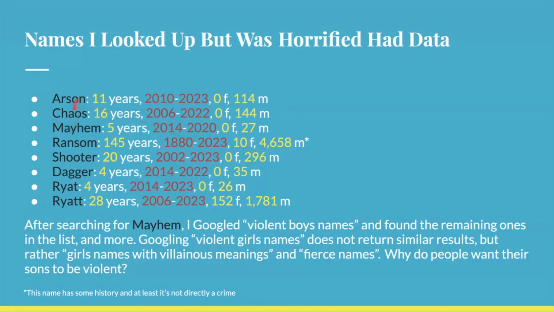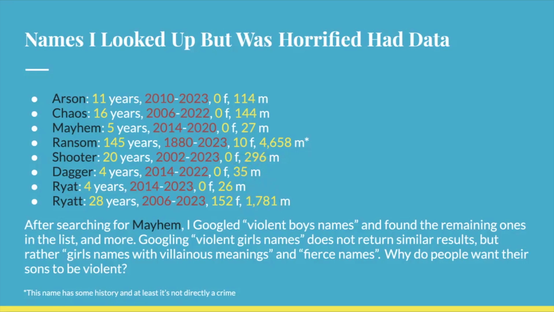So I looked up these first 3 names, and then I looked up violent boys' names, and I found the remaining ones. But then when you Google violent girls' names, you do not get similar results. You get girls' names with villainous meanings or fierce names or badass names for girls. Why do people want their sons to be violent? Why are you naming your kids Shooter and Dagger and Riot with a Y and Riot with 2 T's? These are not very many, but why are you naming your child Shooter? Please don't name your child a crime.